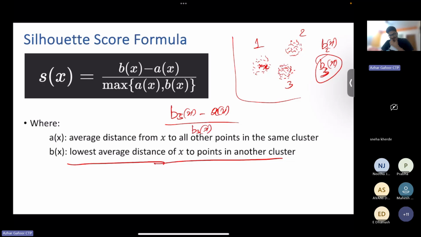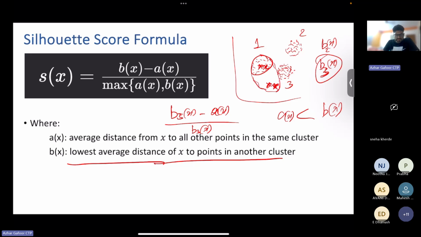All right. So we can see from the figure itself that a of x will be smaller, that is a of x is less than b of x, if the point is in the correct cluster. So now let's say one point is here. It is classified as cluster number 1.